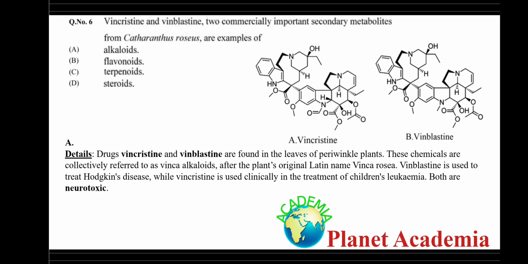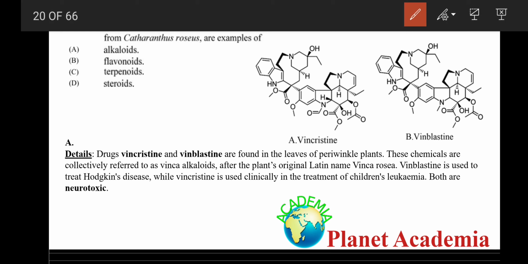Now going to the sixth question. Vincristine and vinblastine, two commercially important secondary metabolites from Catharanthus roseus, are examples of what? I remember this. These are alkaloids. This is the plant actually.